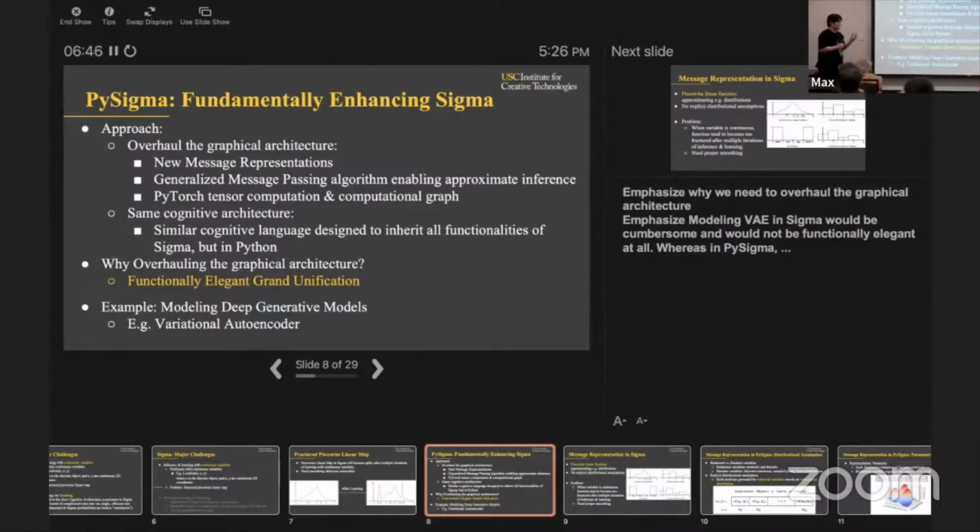And therefore, the cognitive language provided by the first layer is very similar to Sigma. And in principle, every cognitive model you write in Sigma can be ported to PySigma as well. So you may ask why we want to overhaul the graphical architecture, why not just introduce smoothing? Well, again, the idea goes back to the four desiderata. We want to have a functionally elegant grand unification. And it has been attempted before that introducing smoothing techniques was very non-elegant and adds a lot of very subtle difficulties.